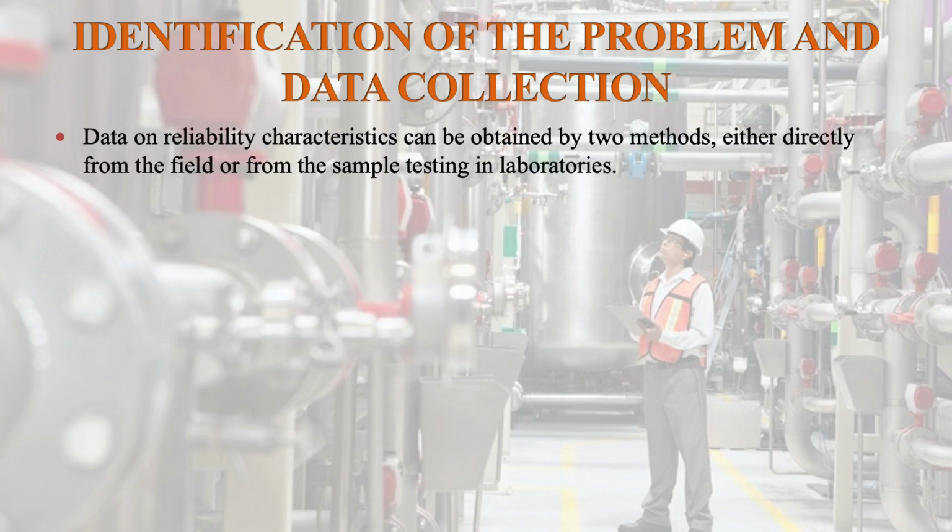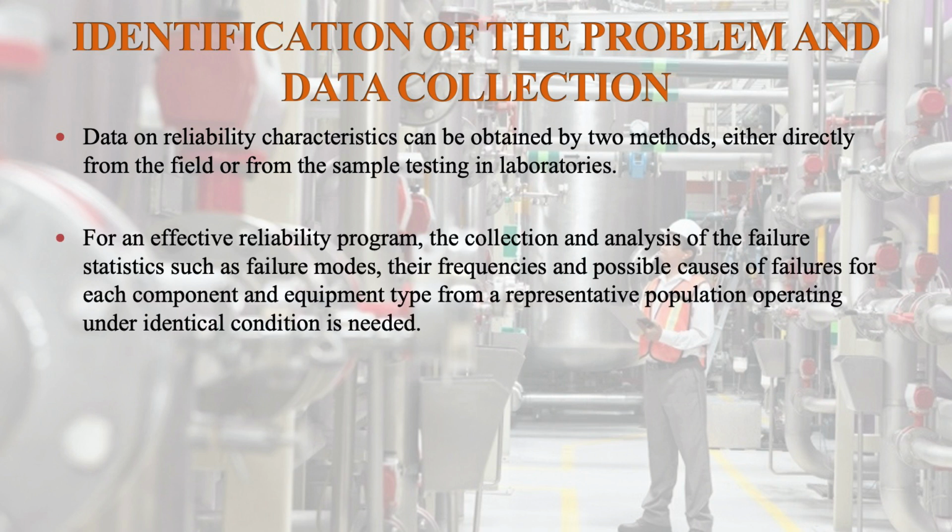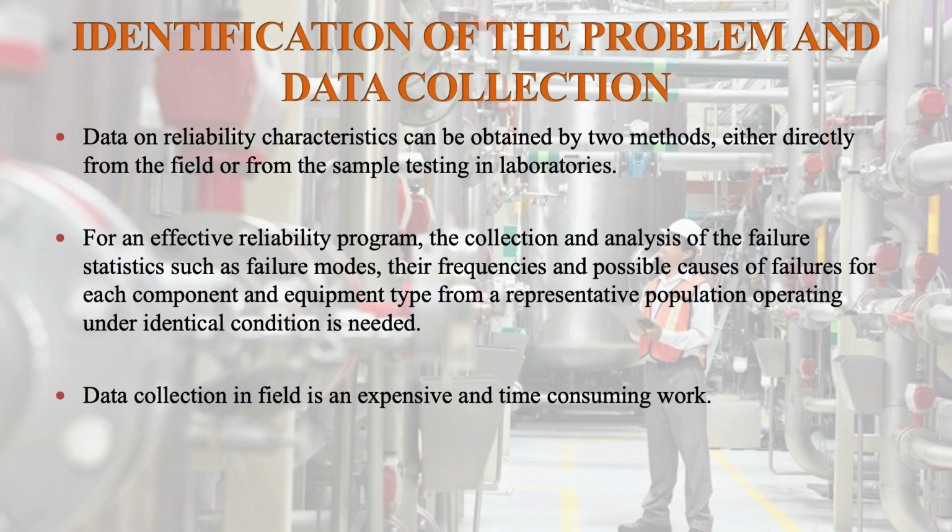Data on reliability characteristics can be obtained by two methods, either directly from the field or from the sample testing in laboratories. For an effective reliability program, the collection and analysis of the failure statistics such as failure modes, their frequencies and possible causes of failures for each component and equipment type from a representative population operating under identical conditions is needed. Data collection in field is an expensive and time consuming work.